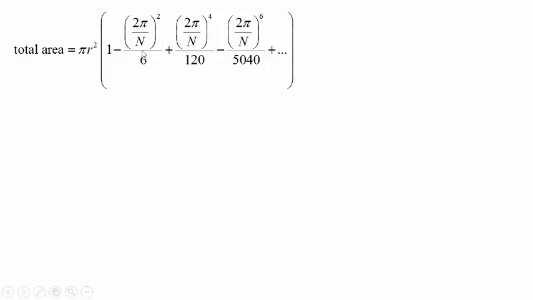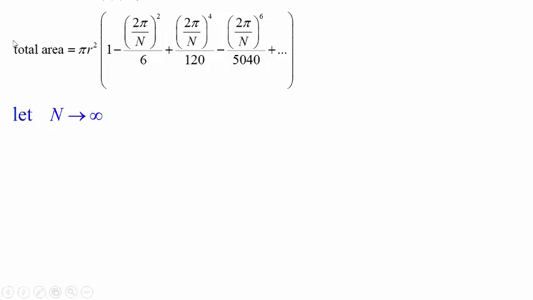Now remember that n represents the number of sides of the polygon. What we want is for the polygon to have many sides. In other words, we want to let n, the number of sides of the polygon, approach infinity. And when we do that, each of these terms becomes very, very small. In fact, each of them approaches 0. So we can replace each term by 0 when we let n approach infinity.